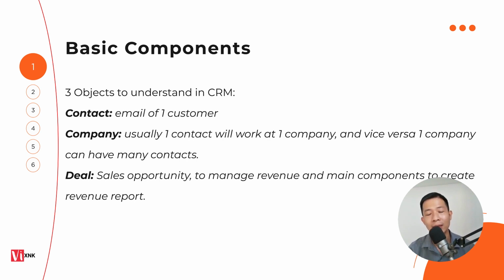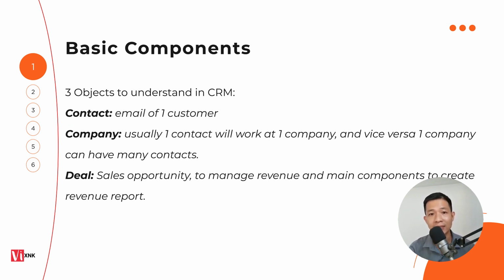As you can see, there are 3 main objects. Objects here refer to the key entities you need to understand in CRM, and these are the ones you'll be working with consistently. The first is contact. A contact is the email of a customer. For example, if you reach out to someone named Tony, once you find Tony online, you'll have his email address, his phone number, and his website. When you enter this information, it will be saved in the CRM system, and whenever you need it, you can simply search for it and it will appear.